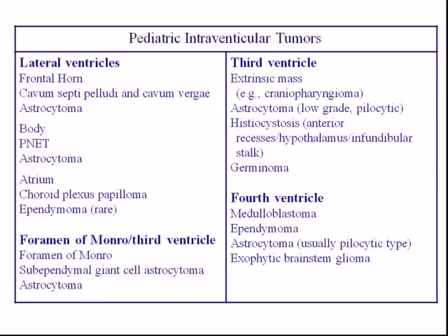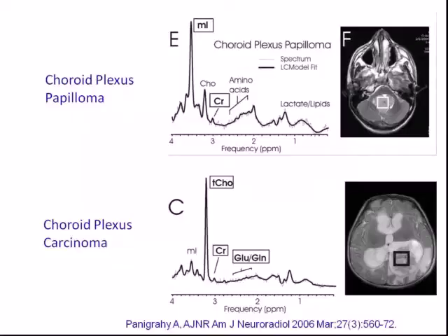Now I'm going to move to the intraventricular tumors. This is just a differential. It's in your syllabus. In terms of papilloma and carcinoma, typically the choroid plexus carcinoma lesions are larger, more invasive, they have more edema around them, and so they're usually fairly easy to distinguish from papillomas. You can do spectroscopy, and on spectroscopy, usually the papillomas, if you do short echo, will have higher levels of myoinositol relative to the choroid plexus carcinoma.